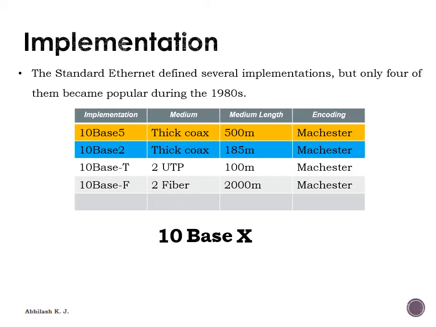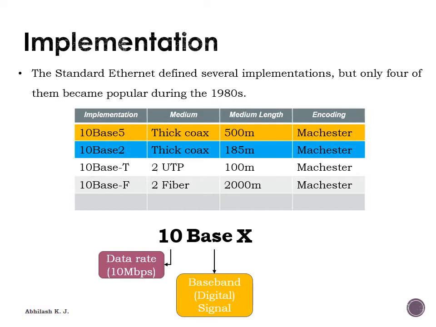Here, the implementation is abbreviated in a term where the 10 base x clearly means 10 indicates the data rate that is supported in this particular implementation. So since all of them are implemented under standard Ethernet, it will be having 10 Mbps. Base defines it is a baseband signal, that is the signal is represented in digital format. X will define either the maximum size of the cable or the type of the cable that is used.